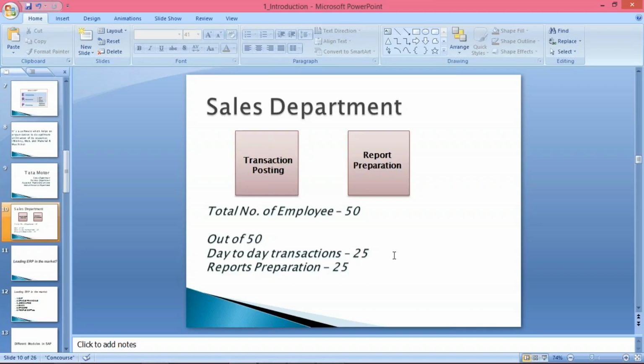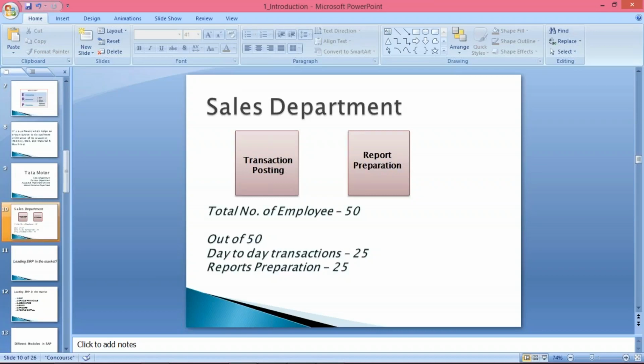Let's suppose, as I said, I'm talking about 40-50 years back, computers are not there, ERP is not there, software is not there. Then how are these people going to manage? They have to maintain the sales register. A huge number of transactions are taking place, so in Tata Motors' sales department, out of 50 people, 25 are involved in recording day-to-day transactions.